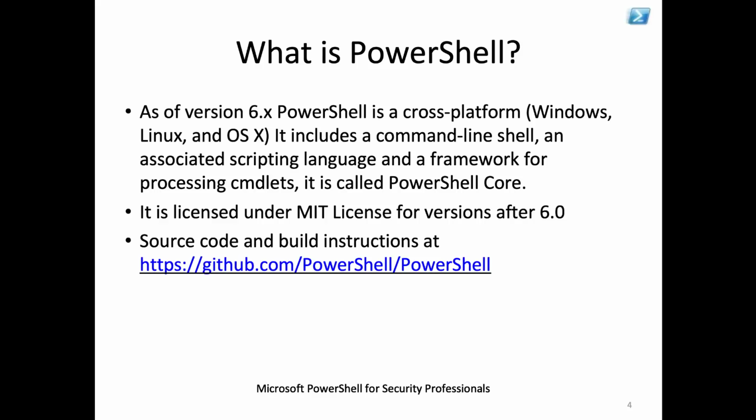Now, after version 6, PowerShell is actually licensed under the MIT license. You can find the source code and build instructions at github.com/PowerShell/PowerShell. Now, if you're a security professional, this is very useful because let's say you want to do research on how AMSI, the Anti-Malware Scan Interface, actually works. You can take a look at it right there in the source code for PowerShell.